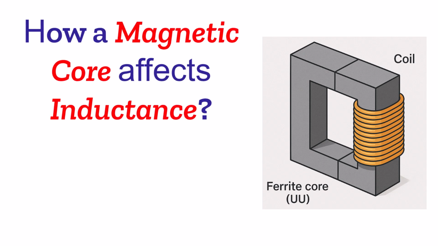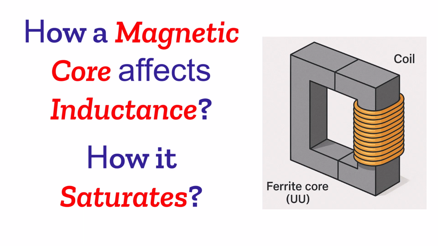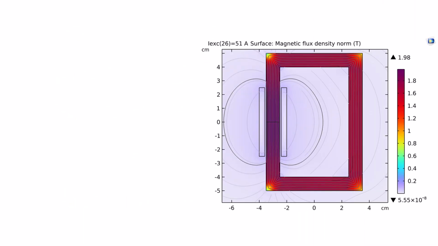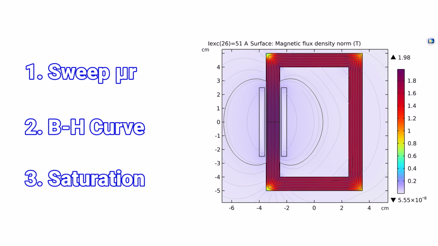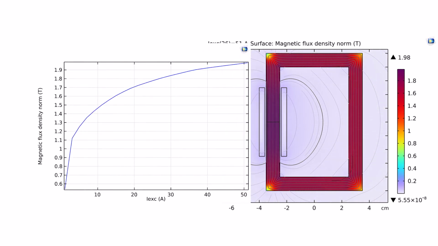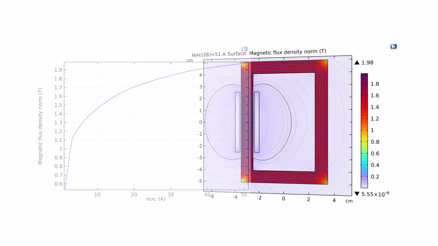Ever wondered how a magnetic core supercharges inductance and how it saturates under real currents? In minutes, you'll see a clean μr sweep in COMSOL, then flip on a BH curve to watch the effect of saturation on inductance. Stick around for a neat probe trick to plot flux versus current in one go.